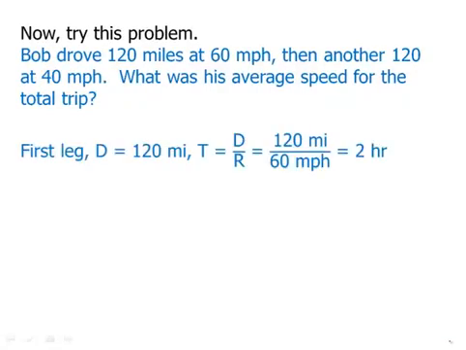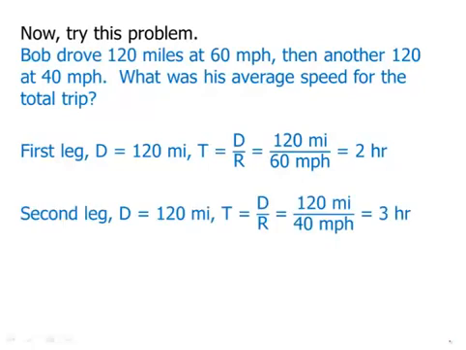Okay. So in the first leg, he drove 120 miles. He drove at a rate of 60 miles an hour, so that would be a time of 2 hours. So now we have d, r, and t for the first leg. Let's calculate this for the second leg. For the second leg, 120 miles divided by 40 miles an hour, so that took 3 hours. The total distance is 120 plus 120, that is 240. The total time is 5 hours.